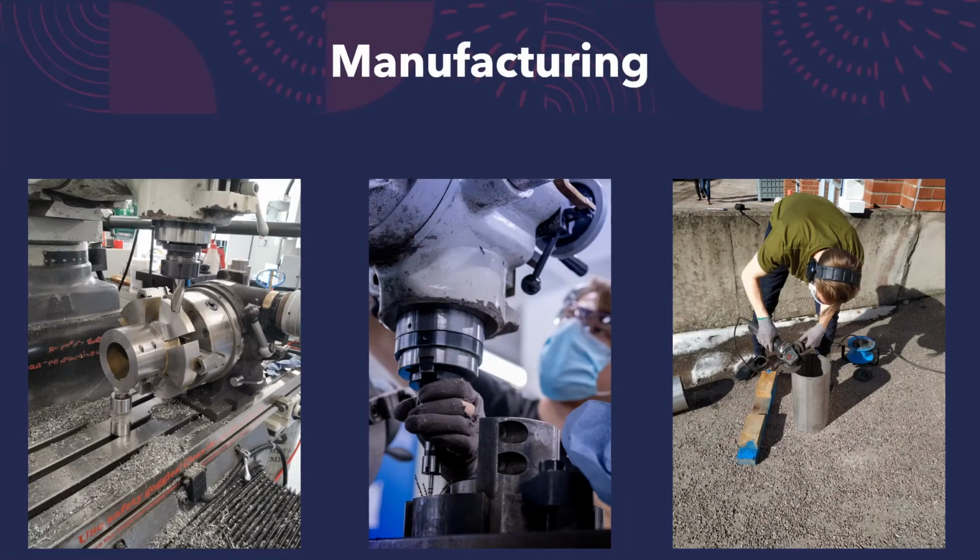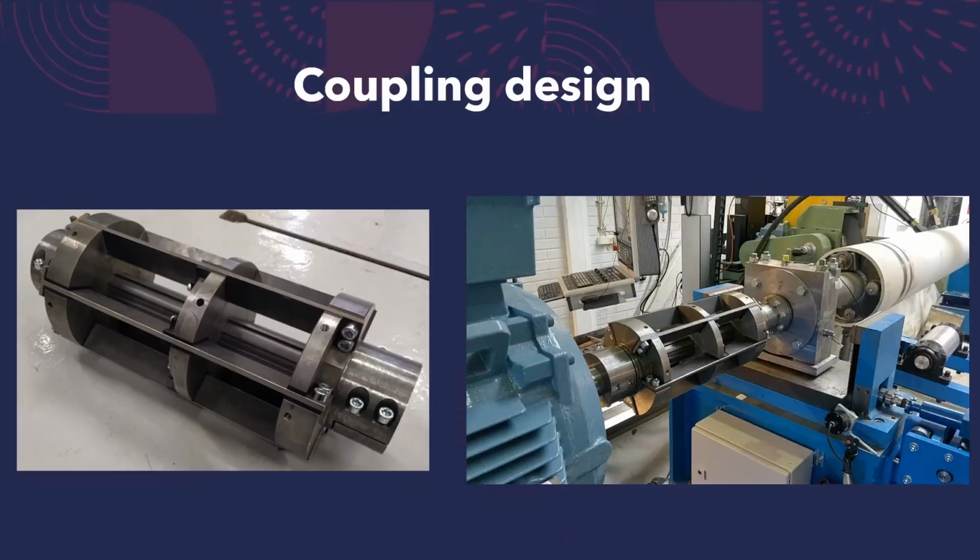The manufacturing was done in the Aalto University lab. On the left you can see the milling of the input half. In the middle you can see threads being made on the output half, and on the right side you can see the cover of the coupling being made. Here we have a couple of pictures of the manufactured coupling. On the left you can see the coupling assembled and ready. On the right you can see the coupling installed into the Aalto University rotor lab test bench.